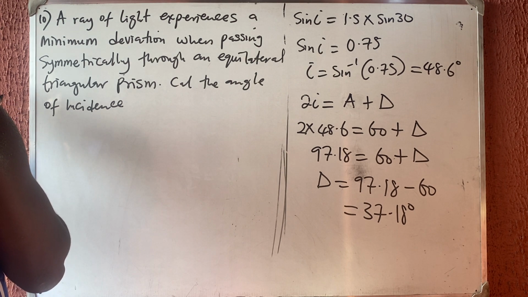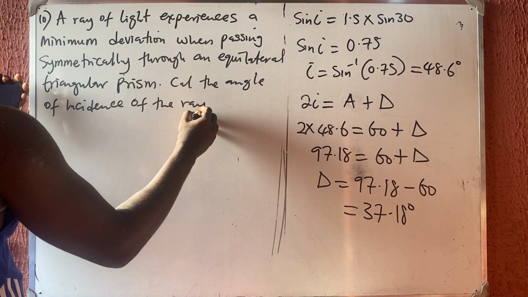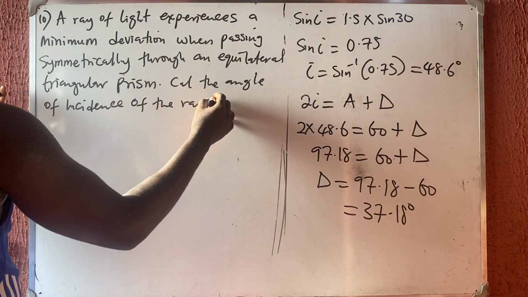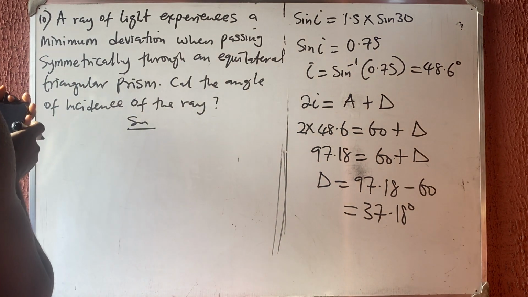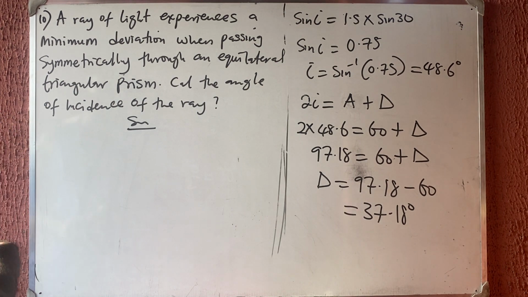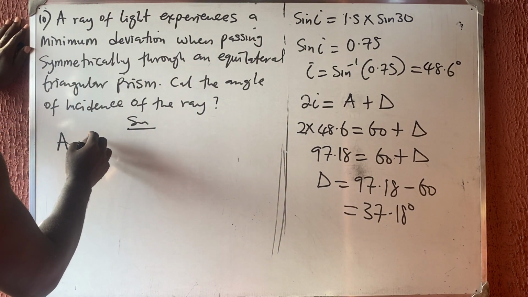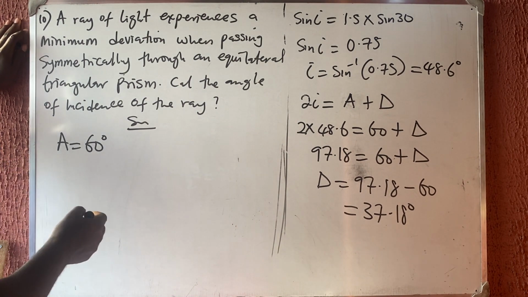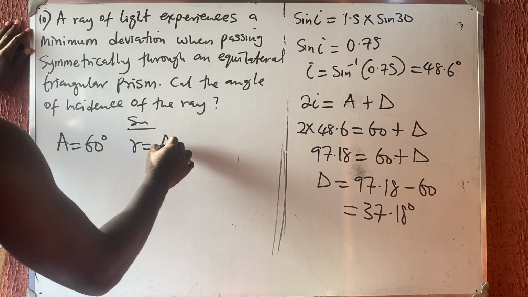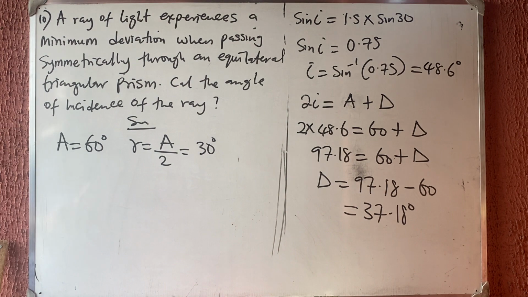Calculate the angle of incidence of the ray. Solution. Now, this is very, very simple to calculate. We should know that first of all, since it is an equilateral triangle, our A is already 60 degrees. And if your A is 60, your R is half of your A. This one is very, very simple. Half of your A, which is 30 degrees.